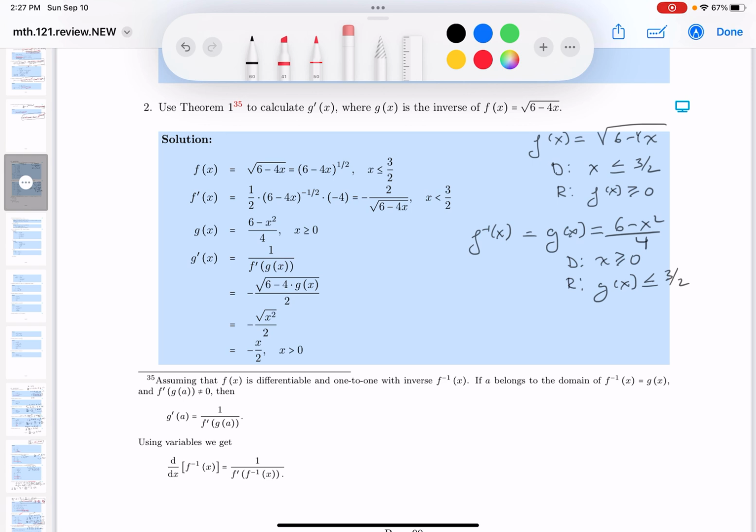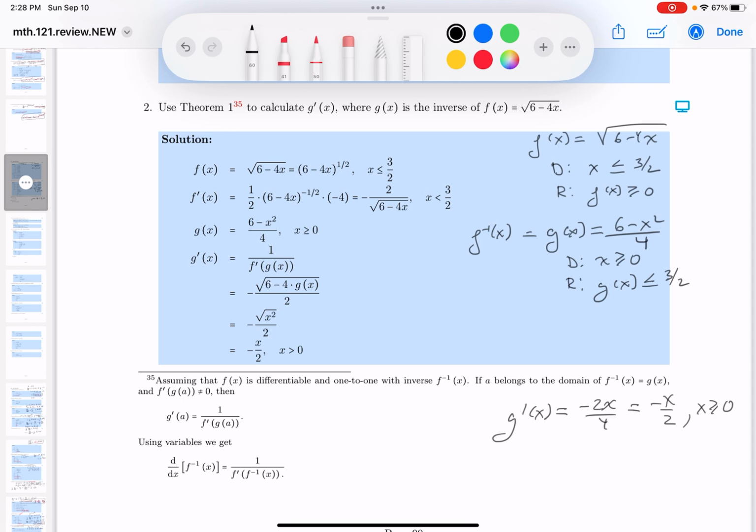I think I can do g prime right now, right? I'll write that down for you. What's g prime going to be? g prime is going to be minus 2x over 4, which is going to be minus x over 2. Again, with the understanding that x is greater than or equal to 0. All right?